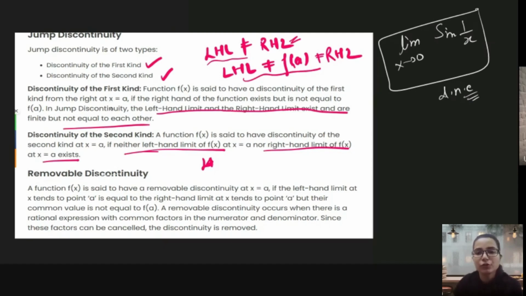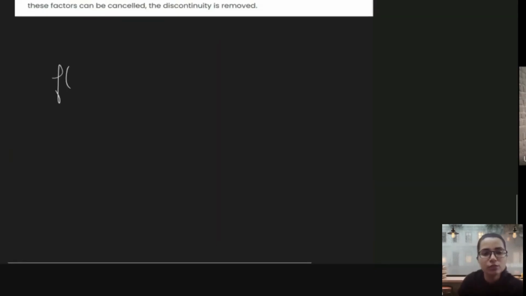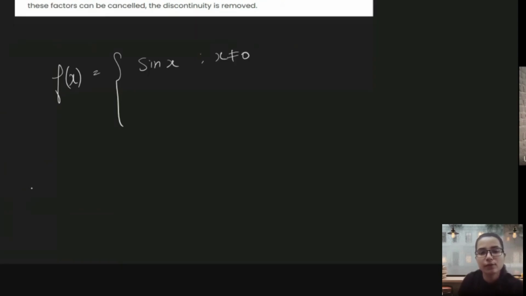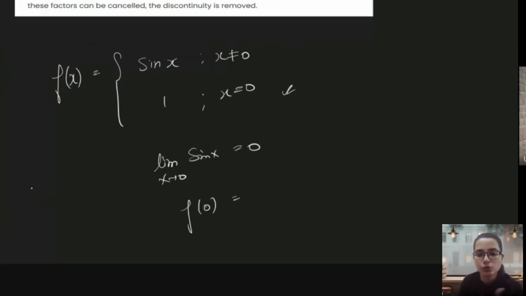So removable discontinuity, as the name suggests, says that if you have a function, let's say sine x by x for x not equal to 0, and for x equal to 0, you have 1. You have defined a function with the help of sine x by x, which is something different from sine x by x. So the limiting value of this function at x equal to 0 is 1, but the functional value of this function at x equal to 0 is 1.